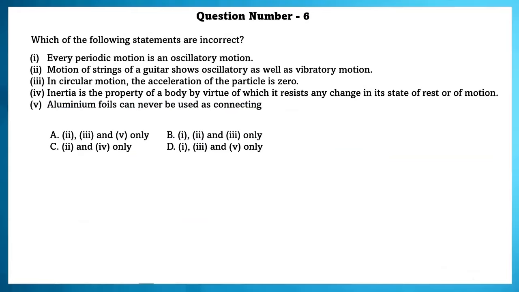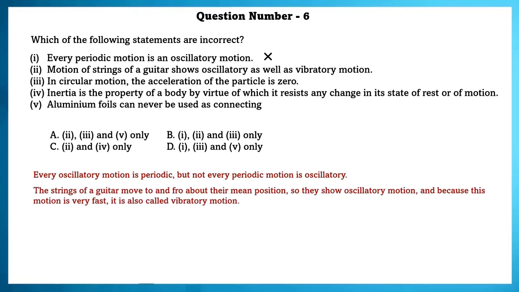Question number 6. Which of the following are incorrect? Every periodic motion is an oscillatory motion. Every oscillatory motion is periodic, but not every periodic motion is oscillatory. Therefore, the first one is incorrect. Second one, motion of strings of a guitar shows oscillatory as well as vibratory motion. The strings of a guitar move to and fro about their mean position. So, they show oscillatory motion, and because this motion is very fast, it is called vibratory motion. Therefore, the second option is correct.